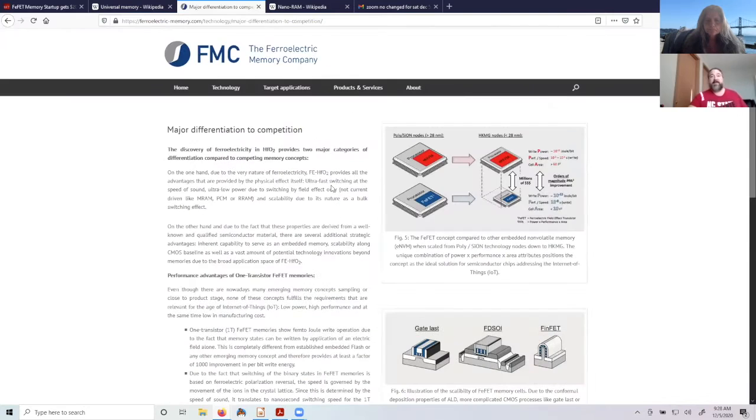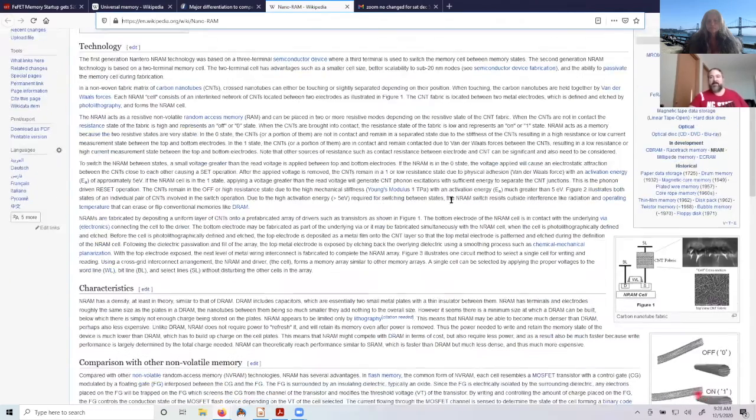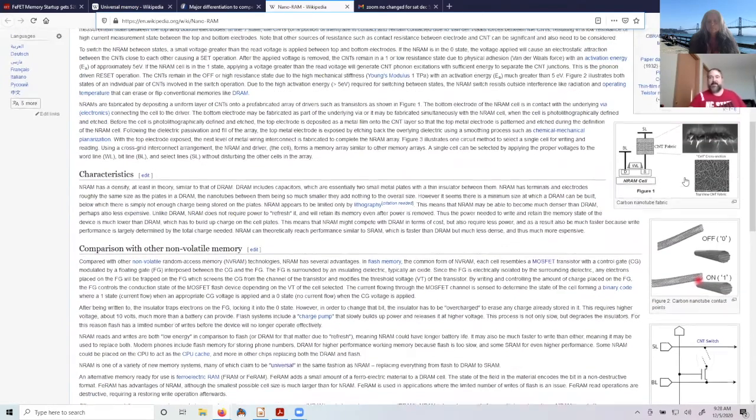Now, just to be complete, and since I'm indirectly promoting this company, there are other tech companies that do similar things. There's a thing called Nano-RAM where they use carbon nanotubes. If you go to the universal memory page that I gave, it has a link to this. There's a more simplistic diagram, where you think of it as an electrical switch. It's a really nice diagram on this Wikipedia page.